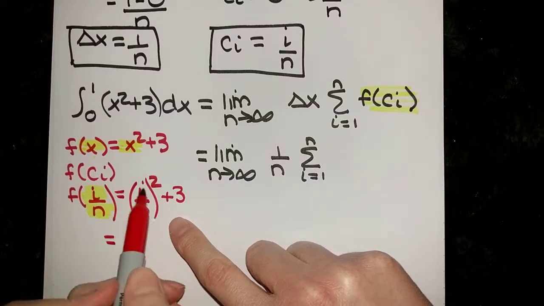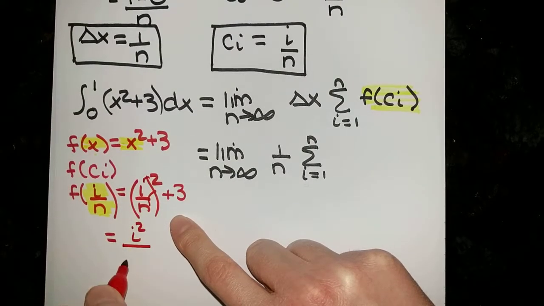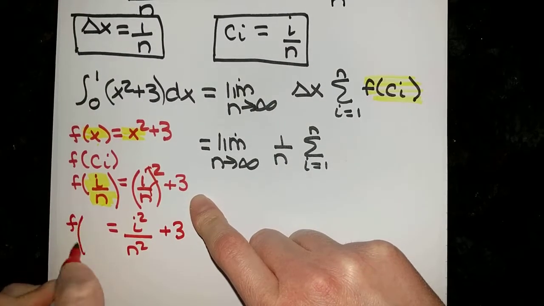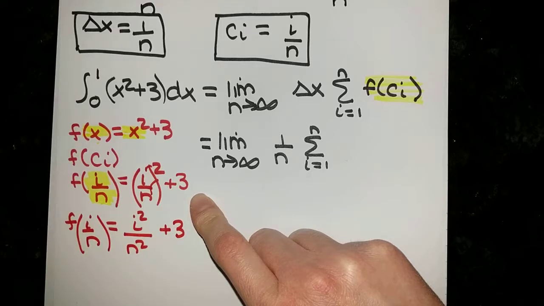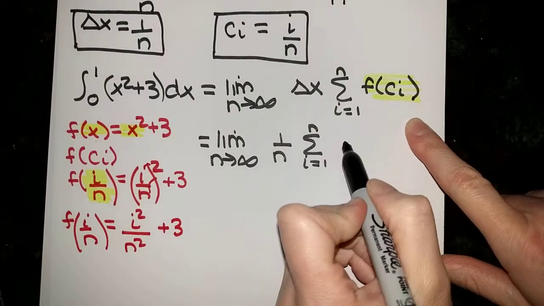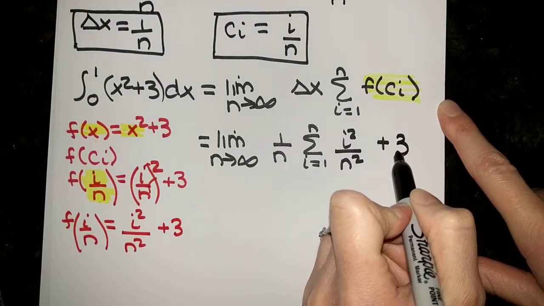So if I simplify this, I'll distribute this square to both the numerator and the denominator. That gives us i squared over n squared plus 3. And there really isn't any other simplification that we can do. So we're going to plug that in for our f of ci. So f of ci is i squared over n squared plus 3.